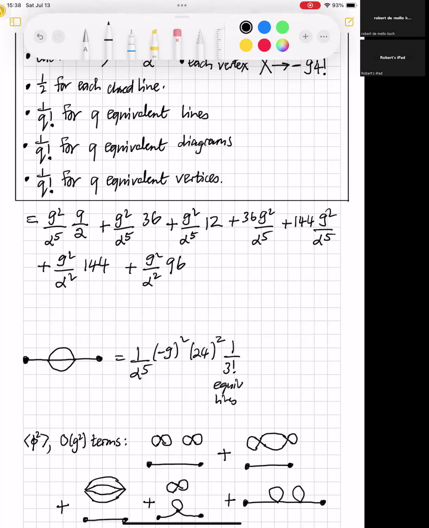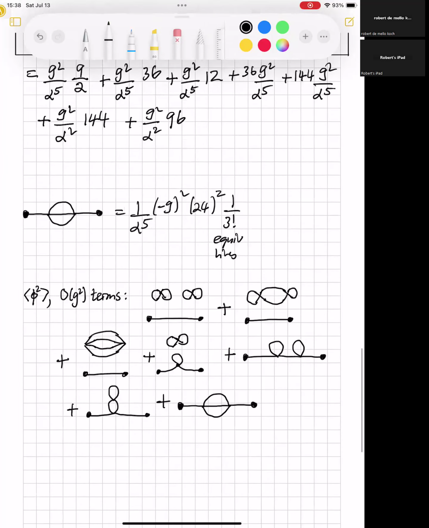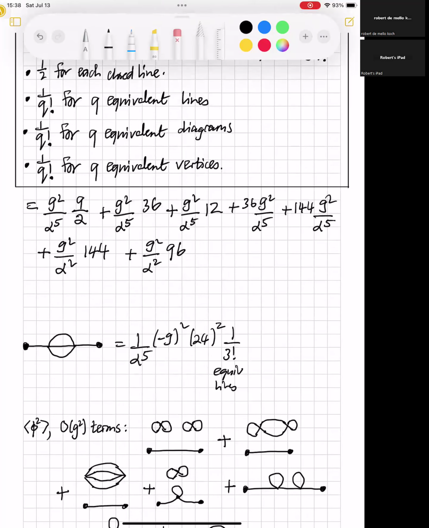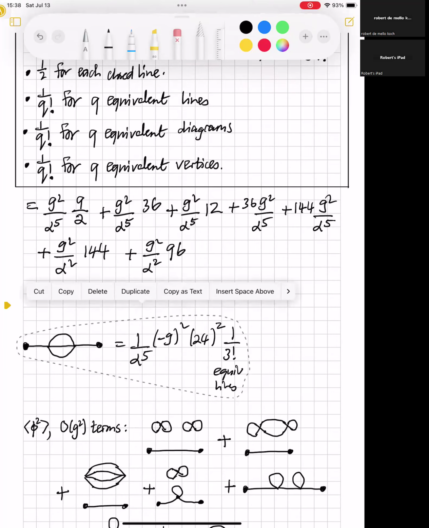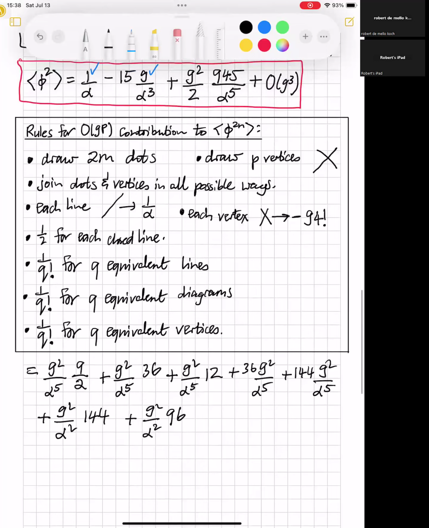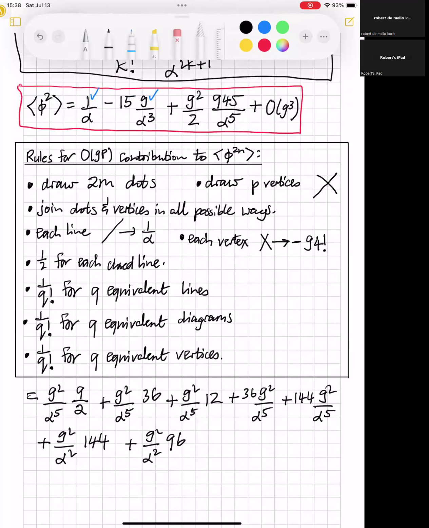Now we should add these up. This was the last diagram, so this is going to be the sum of the Feynman diagrams. And what do we want this to be equal to? Well, this should reproduce the order g squared term in the red box. So after we've added up all of these terms, we should get g squared over 2 times 945 over alpha to the 5.